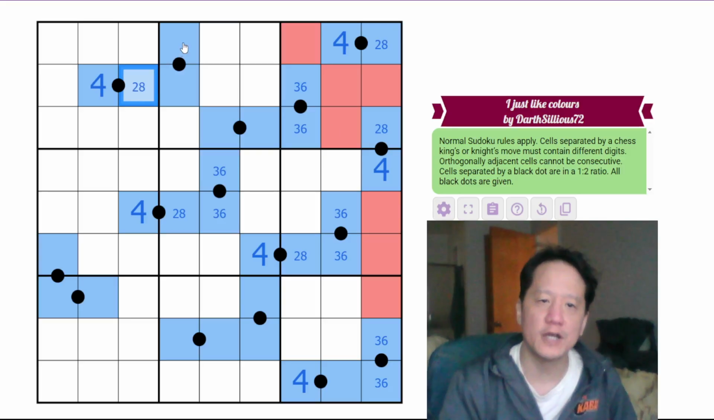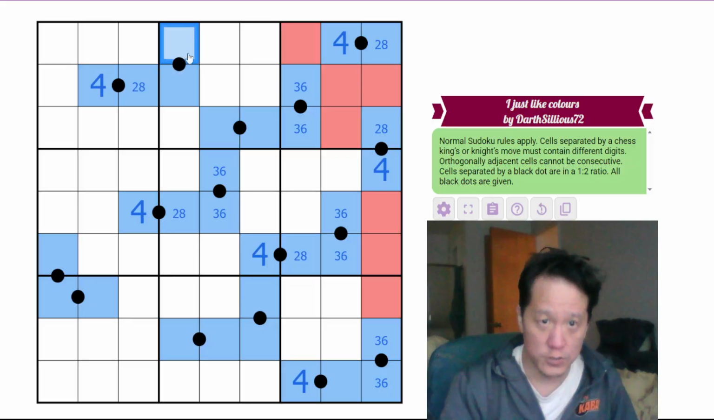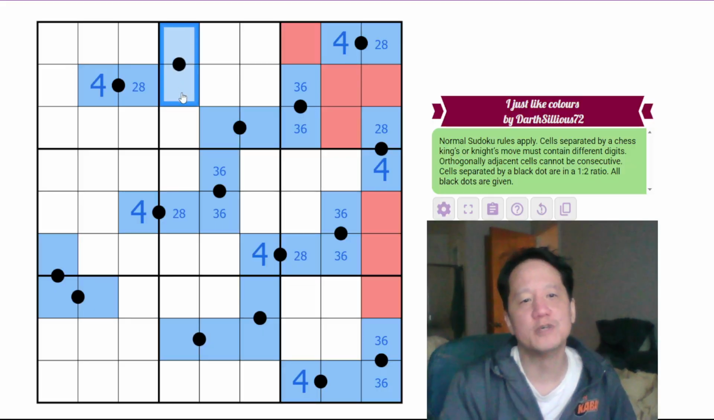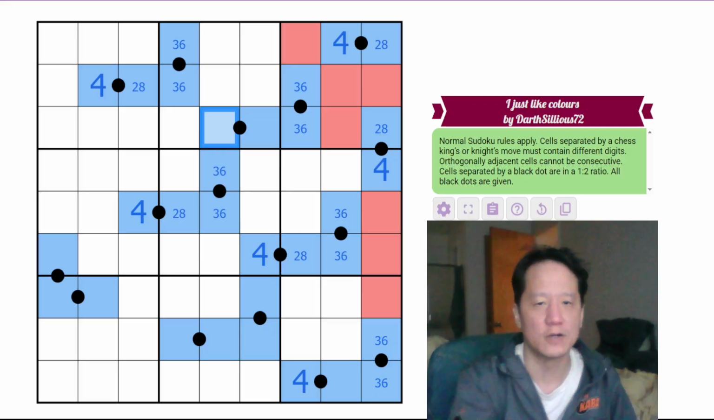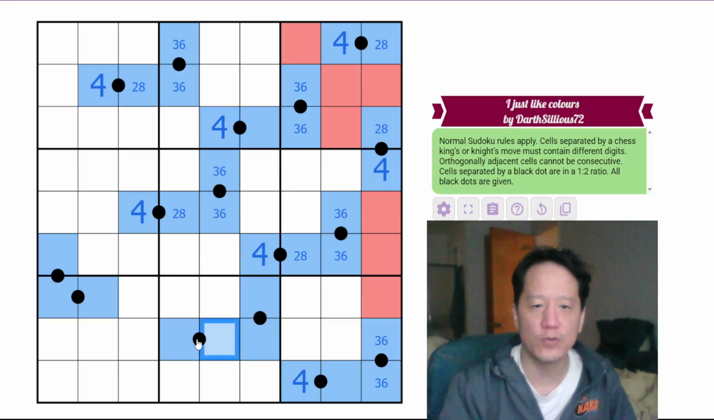So 4 cannot be either here or here to be in a 1 to 2 ratio. So this must be 3 and 6 as a pair. Therefore, this can't be 3, 6 as a pair. We need a 4 and a 2, 8. This has to have 4 and 2, 8 to be in a 1 to 2 ratio. So this is 4 here. That means this can't be 4 here.